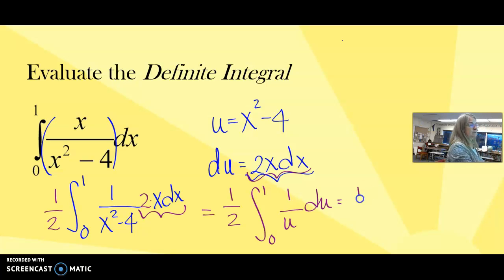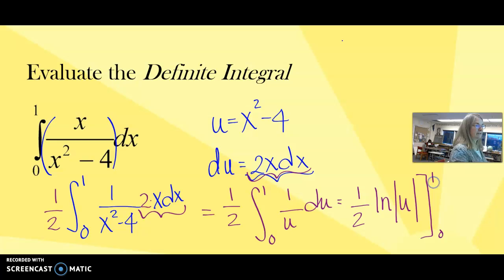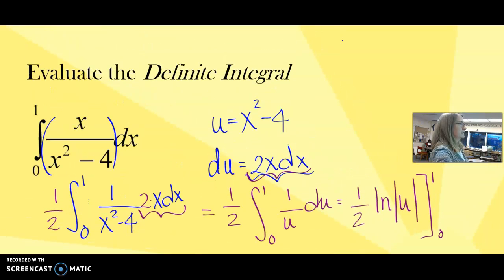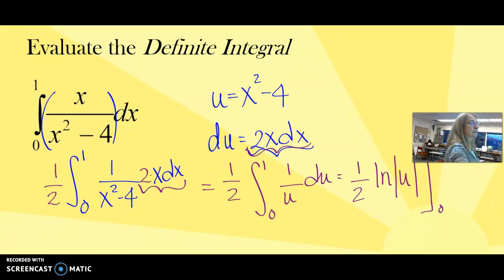When you have 1 over u, it's the ln of the absolute value of u. This is going to fail here because I have a limit of integration that is equal to, oh wait, actually, no, that's equal to 0, which isn't going to work because the ln is defined, but we're doing the absolute value. So let's look at this.